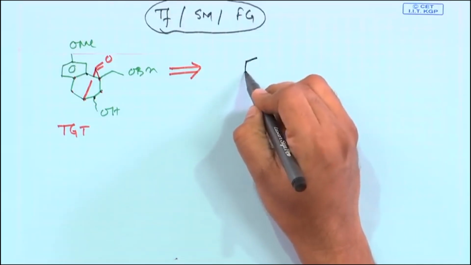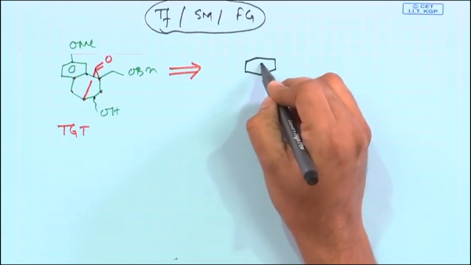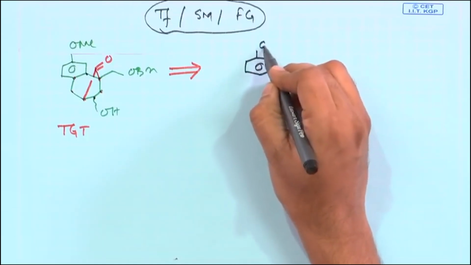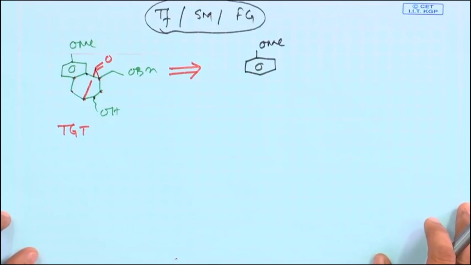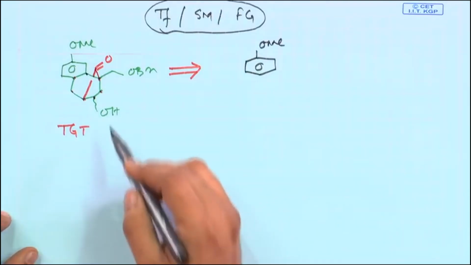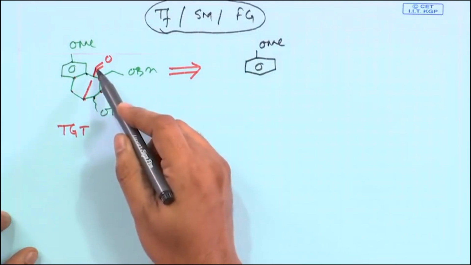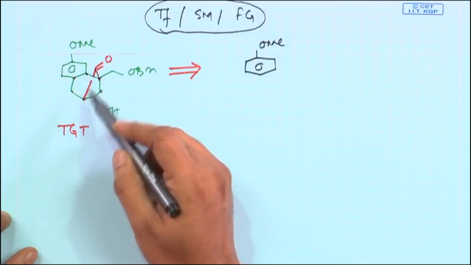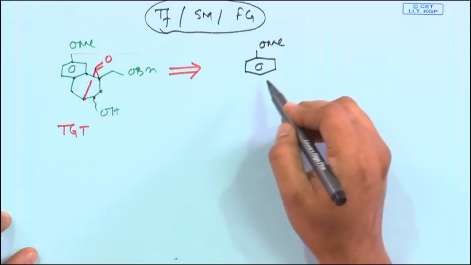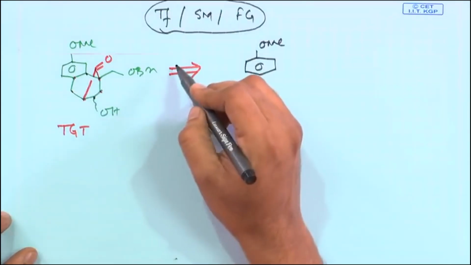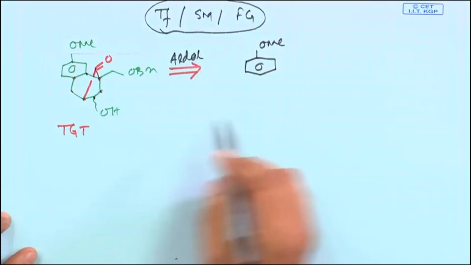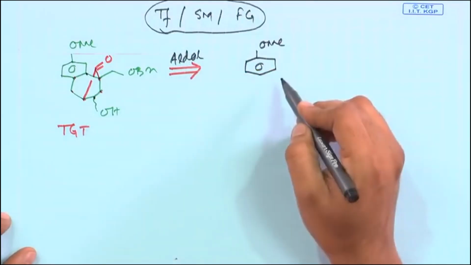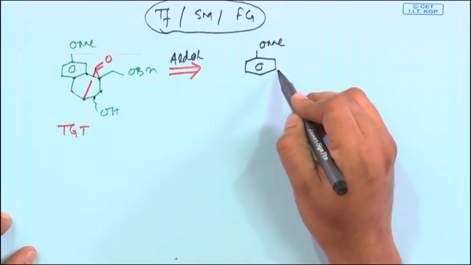Let us first do the very conventional retro, and then you will realize how powerful these retros are. If you check the molecule, you will find that probably an aldol kind of transformation is useful to make this target molecule. Now, how? I will try to draw the structure.